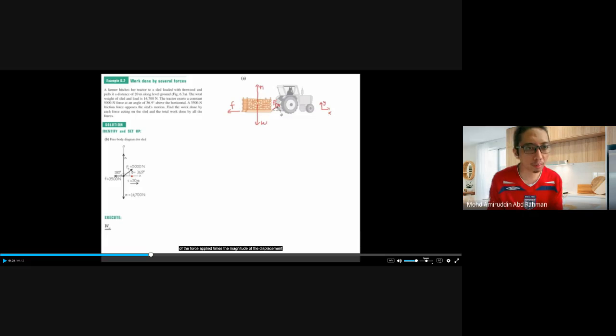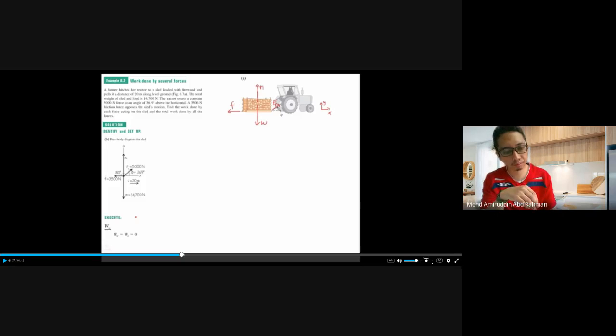Okay, so find the work done by each force acting on the sled. The work done by the normal force has to be zero, because the normal force is in the y direction and the sled never moves in that direction. The object moves horizontally, and the displacement S is given as 20 meters, so we don't have any work on the vertical axis. That's why W_n equals 0.